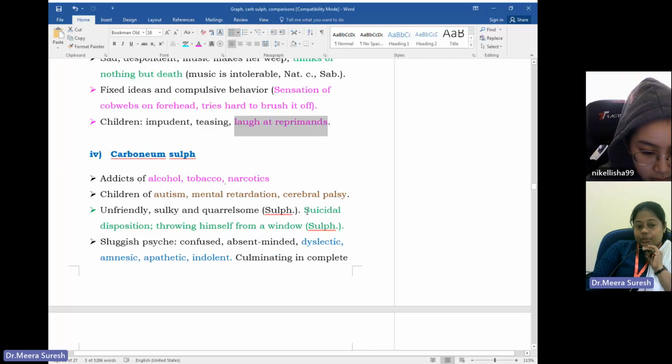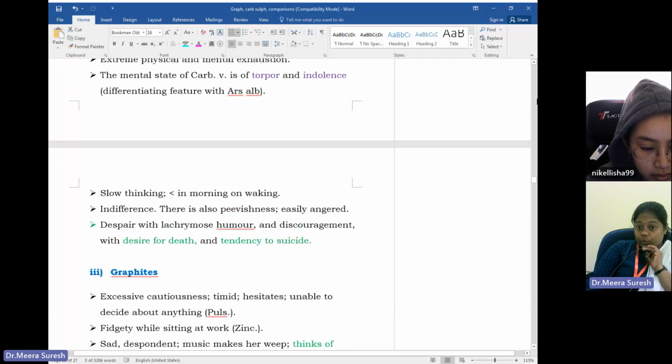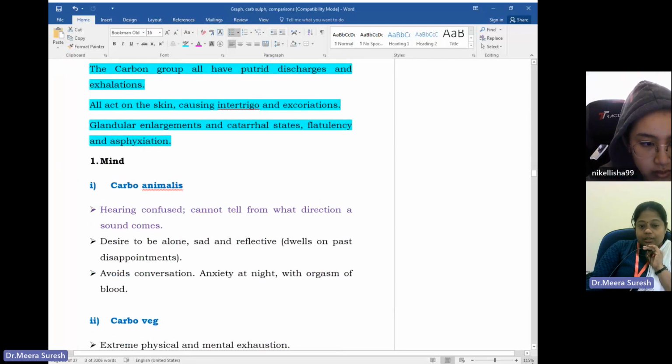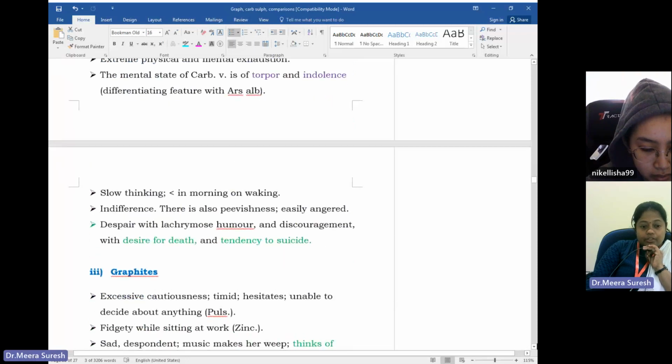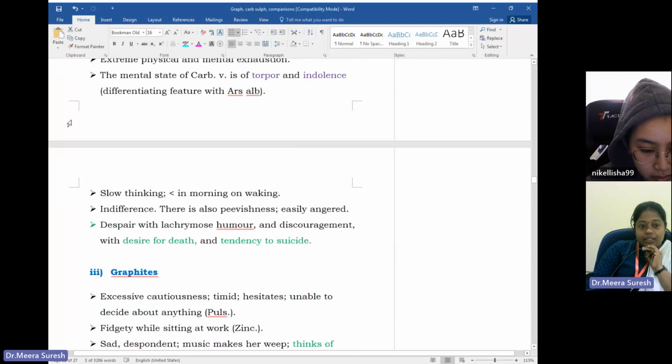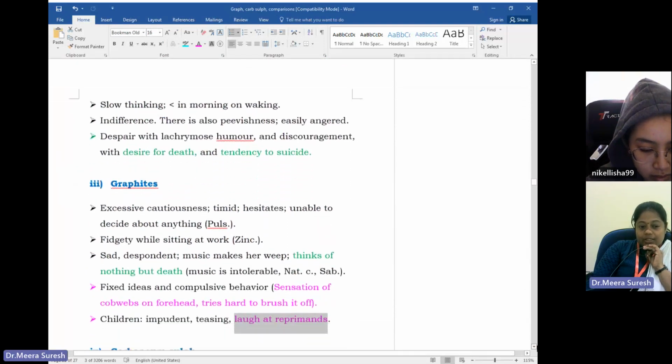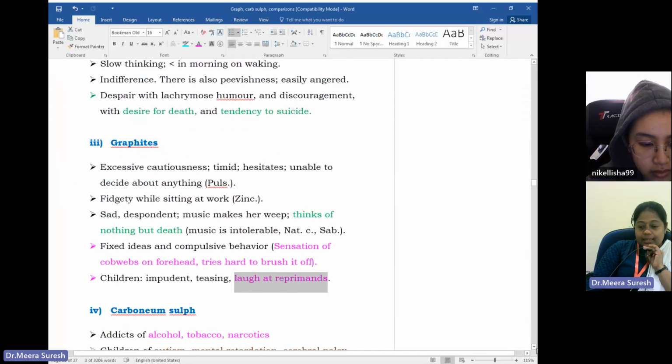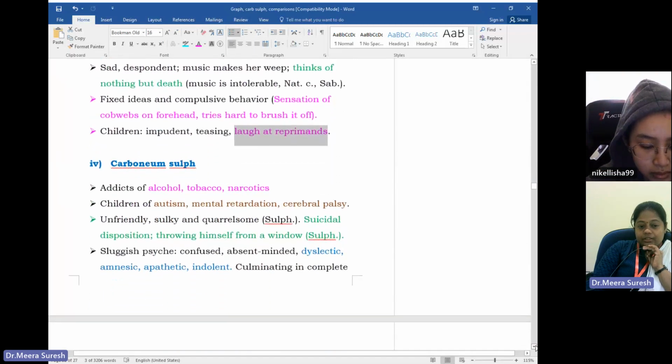But most importantly, they have this suicidal disposition, throwing himself from a window, which is also seen in Sulfur. So all the drugs that we discussed up to now, somehow they are wishing for death. The first remedy we saw, Carbo, they are wishing for death. In Carbon animals, we have not seen that, though they are thinking about all the bad things, we didn't see that they wish for death. But in Carbo, we see there is a desire for death. In Graphites also, we see that thinks of nothing but death. And in Carbonium sulf itself also, because of the self content, they want to do that, the suicidal disposition.